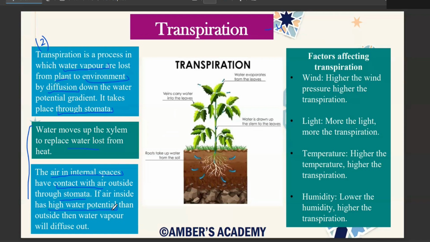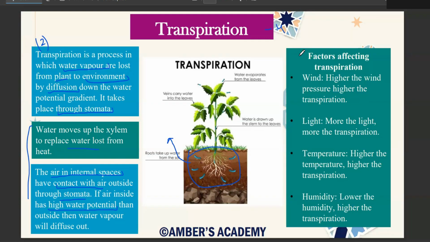So, how exactly does transpiration take place? Transpiration is a process that takes place via internal spaces, and the internal spaces present in the spongy mesophyll cells are in contact with the environment outside. If the water potential over here is higher than the outside environment, then water will be lost to the environment by the process of diffusion. Okay, I'm repeating it again and again so that you do not get confused.